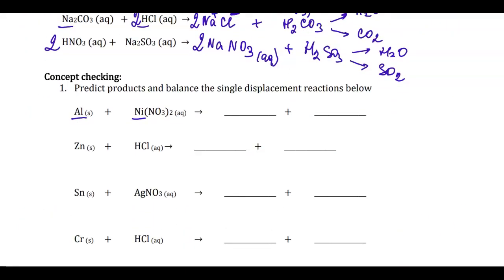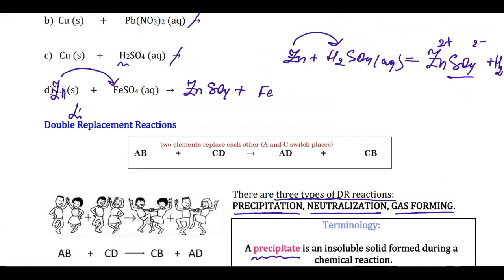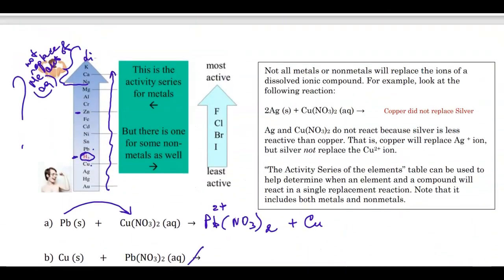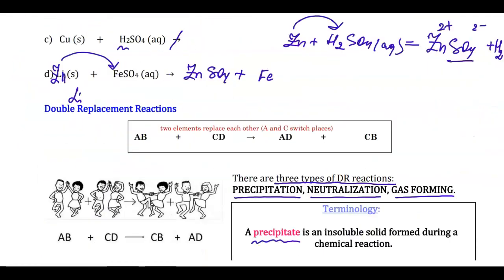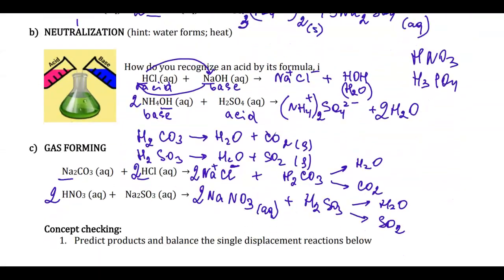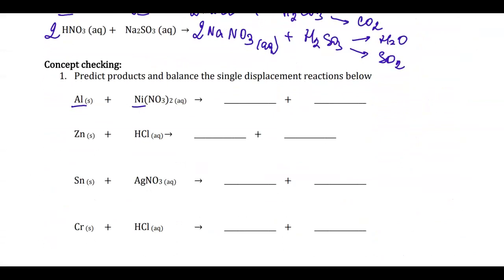So aluminum and nickel, right? I believe it's nickel. So aluminum, let's find aluminum. So aluminum is here and nickel is here, right? Okay. So is aluminum more reactive? Yes, it's on the top, so that means it's more reactive. And that means that it can replace nickel.